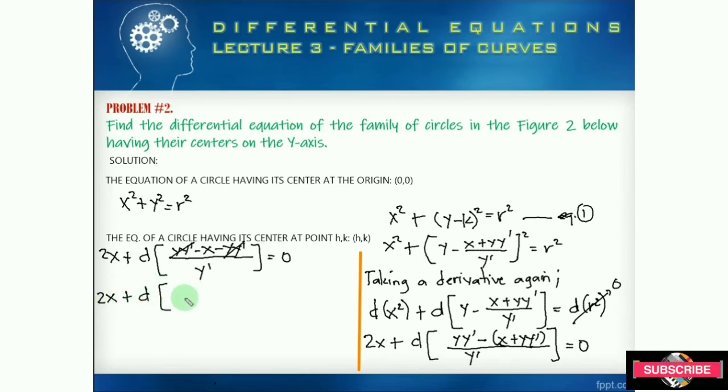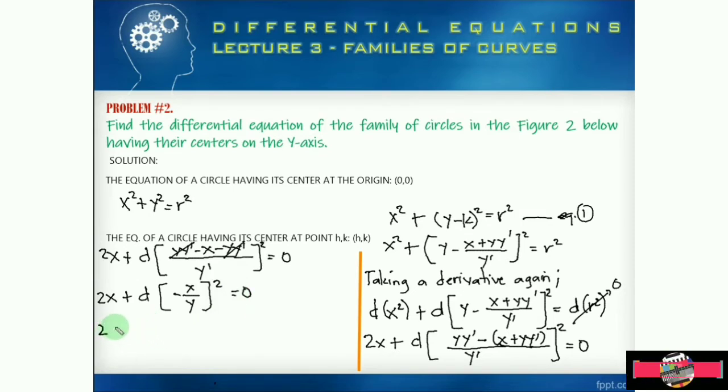By the way, before we continue, our equation here is x squared, and then this quantity here is raised to the square, so we forgot to put a square here. So we also have a square here, and the result is negative x over y prime, negative x over y prime. So we have this squared here equal now to 0.